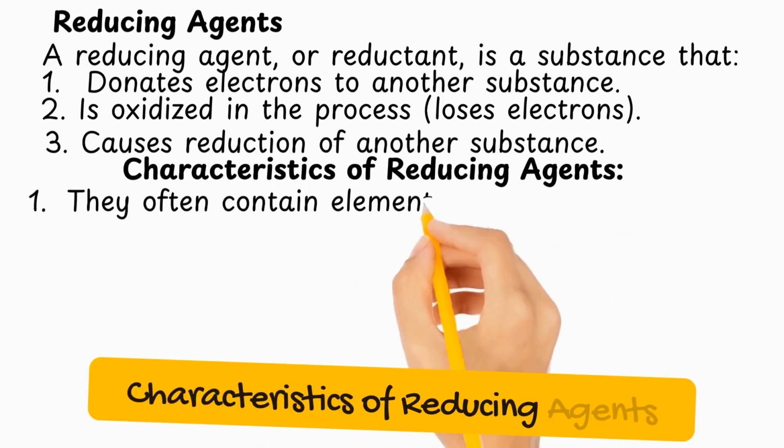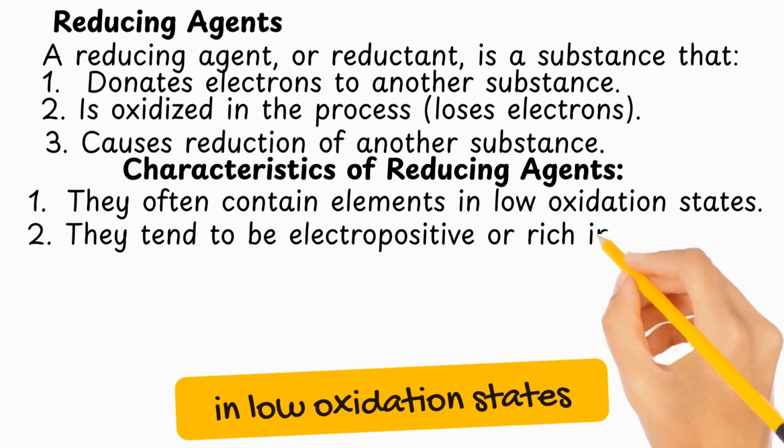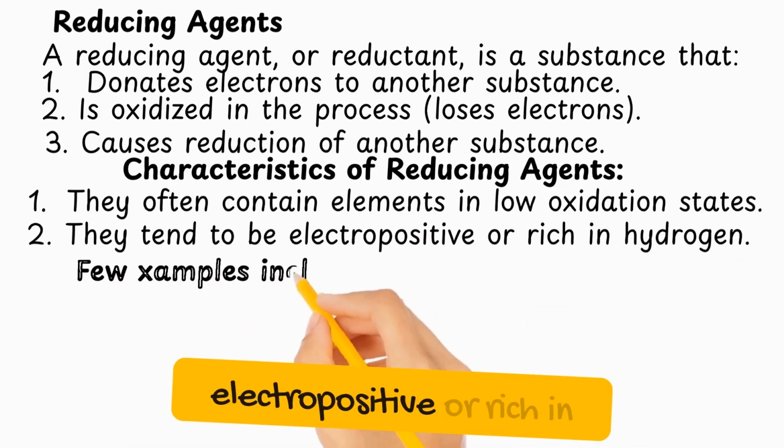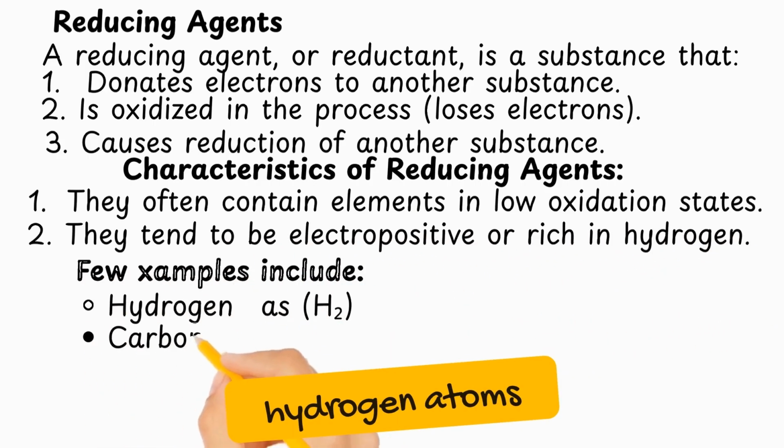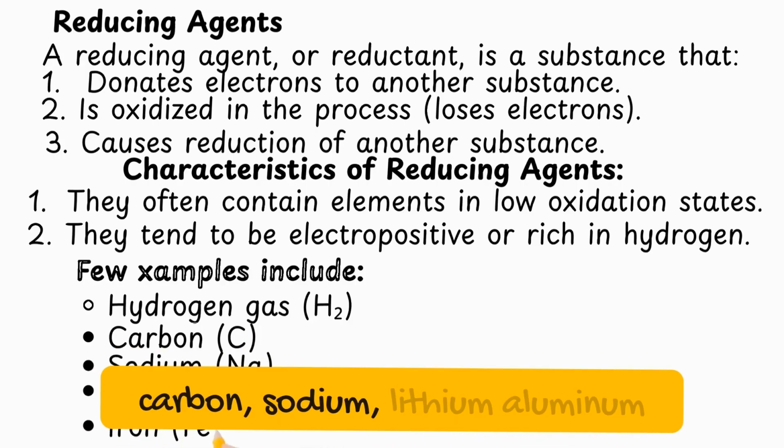Characteristics of reducing agents. They often contain elements in low oxidation states. They tend to be electropositive or rich in hydrogen atoms. Examples include hydrogen gas, carbon, sodium, lithium aluminum hydride, and iron.